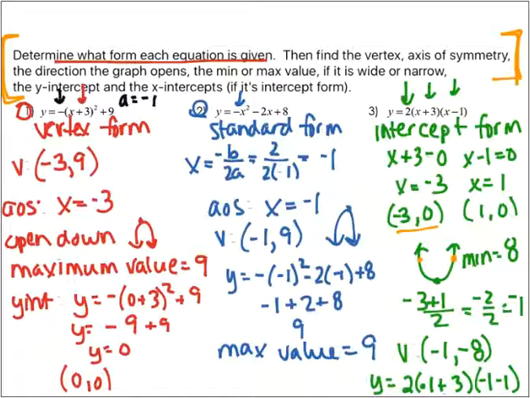Now, the only thing different with this one, if you look at the A value, it's 2. 2 is bigger than 1, so that means that this is going to be a narrow graph. And we'll do a lot more practice with that.